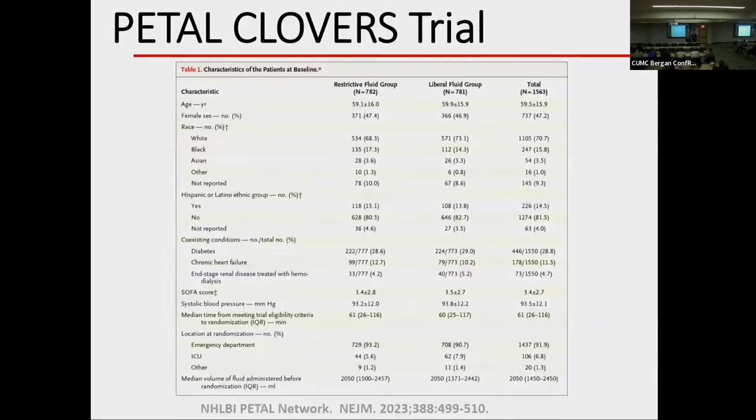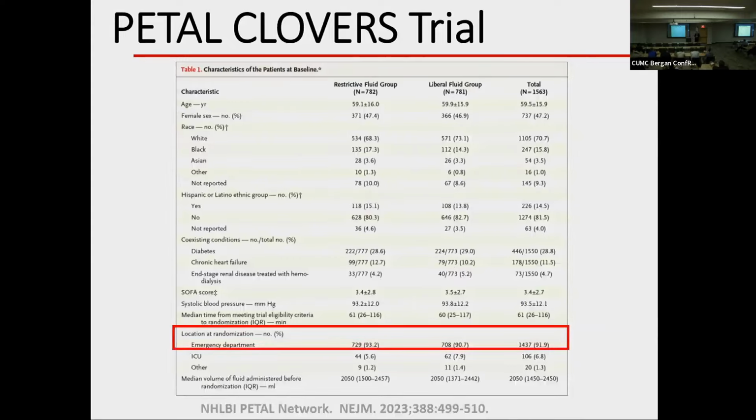Here are the main characteristics, and the things I'll point out are these. Almost all of the patients were enrolled in the emergency department. So they didn't wait until they actually got to an ICU before they were enrolled. And if you look, in general, they have about 2 liters of fluid in before they start the study procedures. So they've already gotten 2 liters of fluid. They've already kind of gotten this early goal-directed therapy.